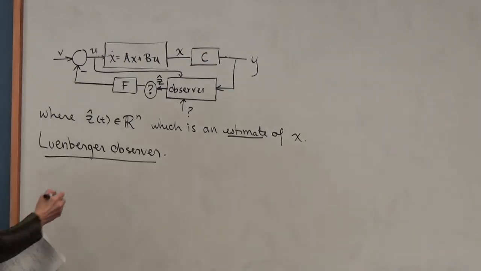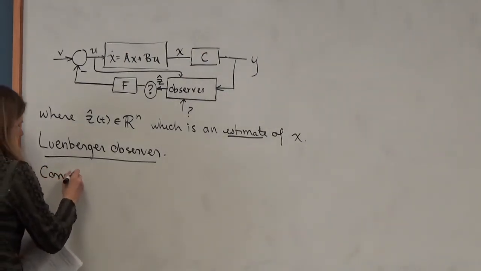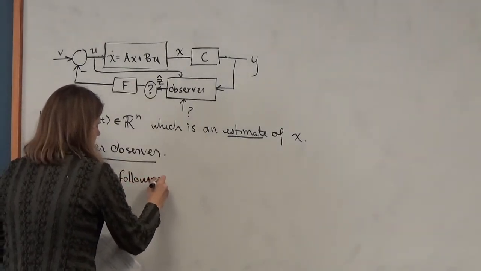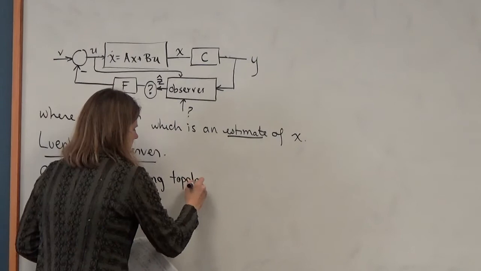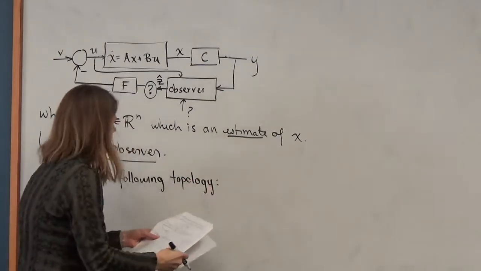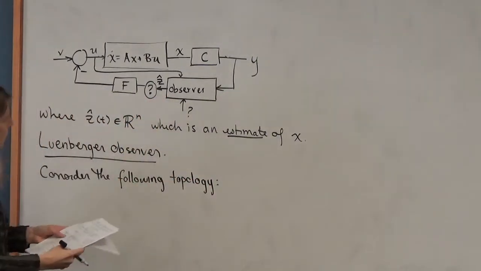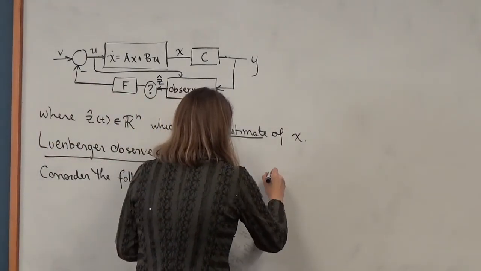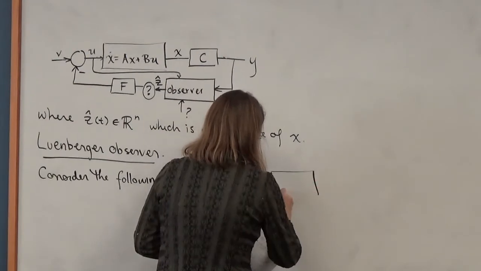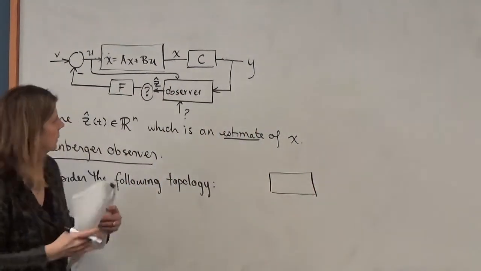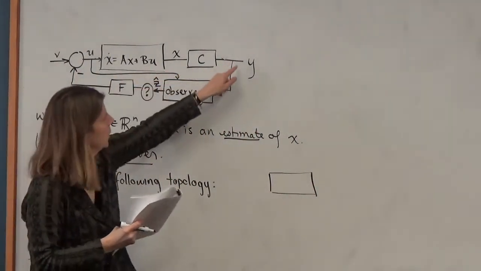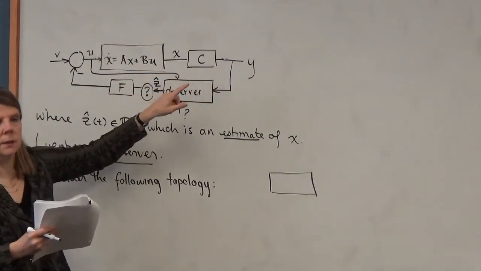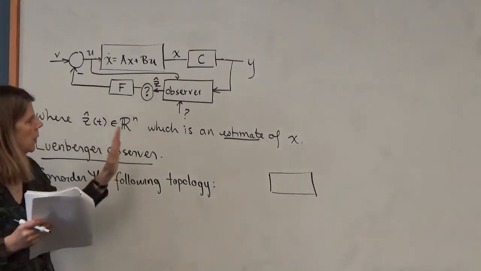Okay, so consider the following topology. This is what is going to be the putative observer that we fit in that box. At the heart of it is a little dynamic system. You know the input to the system, and you know the output of the system. But you also know A, B, and C. Those are your knowns here. You don't know the state.